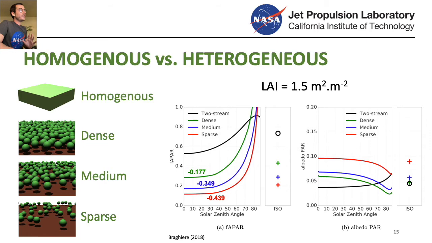And how do we fix LAI? Well, in the sparse case, one sphere has a lot of leaves inside. So the sphere is very, very dense. And then in the dense case, it's less dense. And what we see when we run this 3D model, so I ran a 3D radiative transfer model, is that by holding LAI constant, the error we make when we don't consider canopy structure can be huge for FAPAR that drives photosynthesis and for albedo PAR that drives the energy budget.